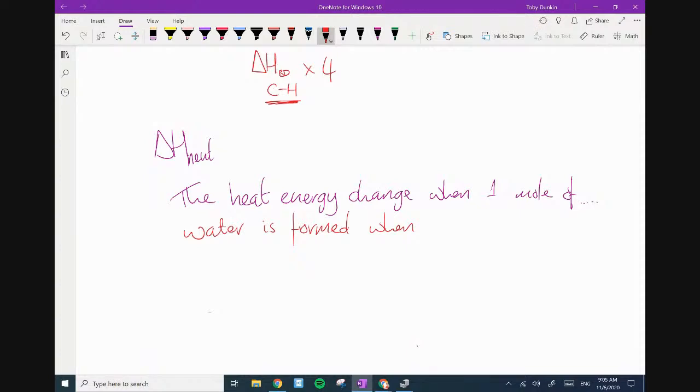1 mole of acid. Notice that they didn't say when 1 mole of water is formed when an acid reacts with a base, all under standard conditions.